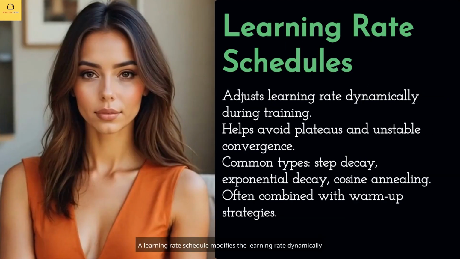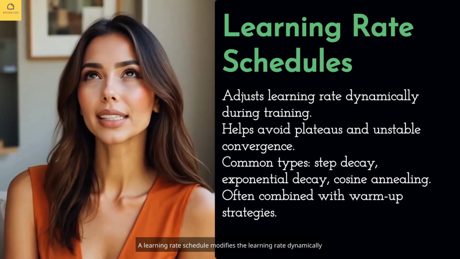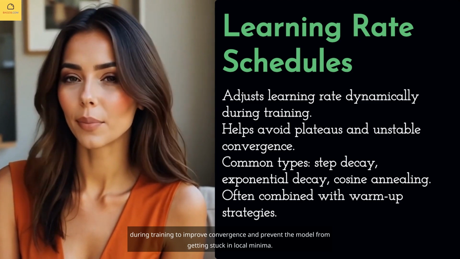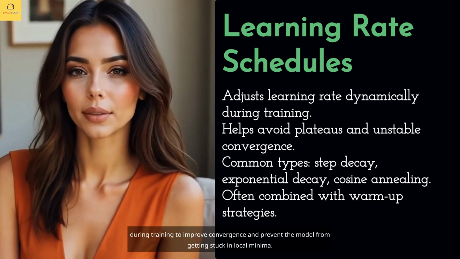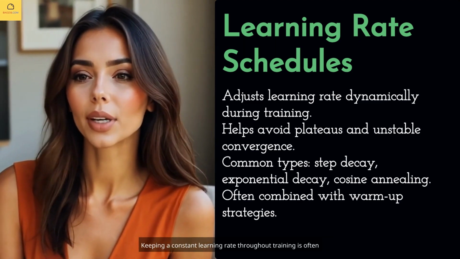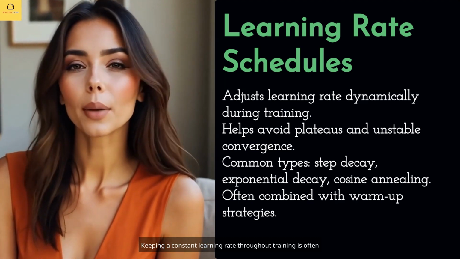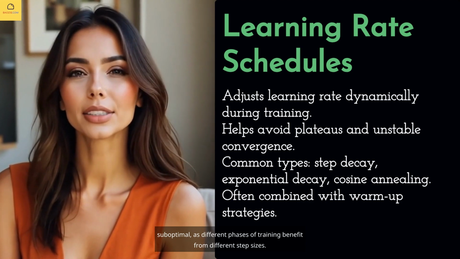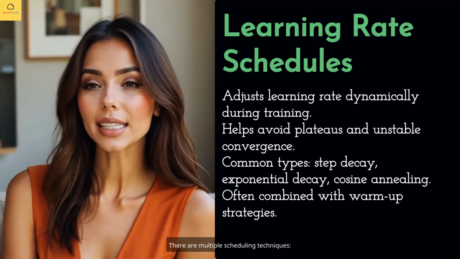In the next slide, we will look into the use of learning rate schedules in hyperparameter tuning. A learning rate schedule modifies the learning rate dynamically during training to improve convergence and prevent the model from getting stuck in local minima. Keeping a constant learning rate throughout training is often suboptimal, as different phases of training benefit from different step sizes. There are multiple scheduling techniques.